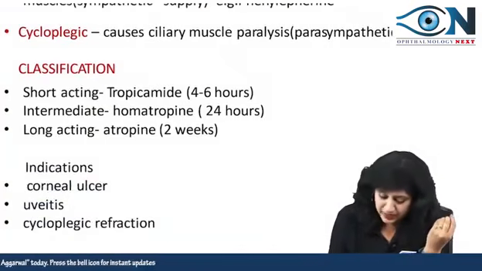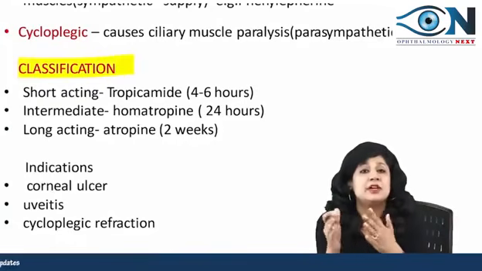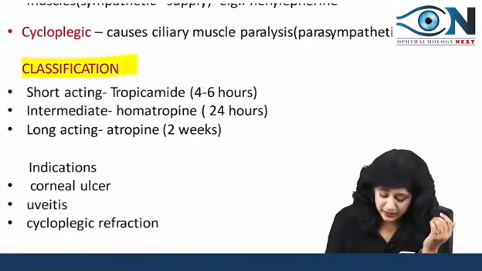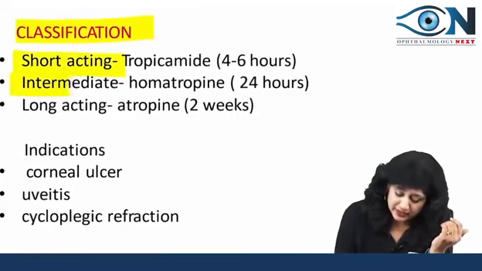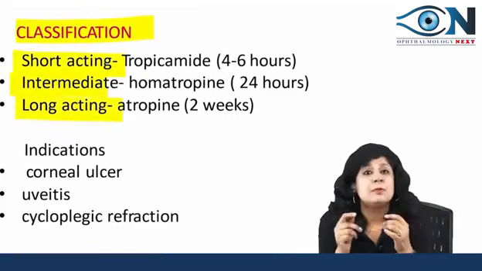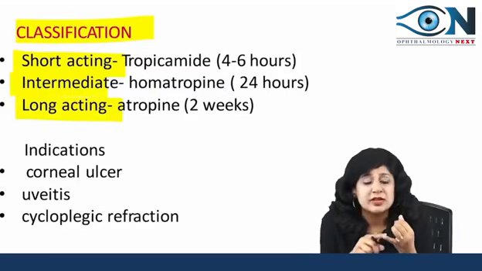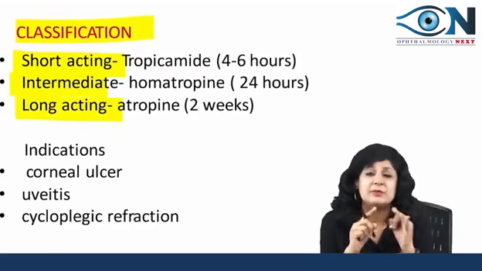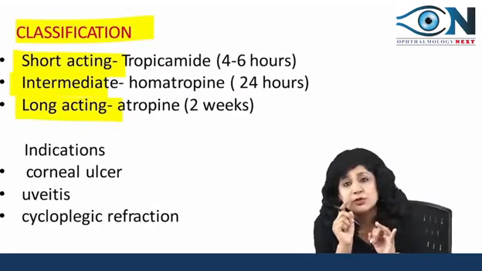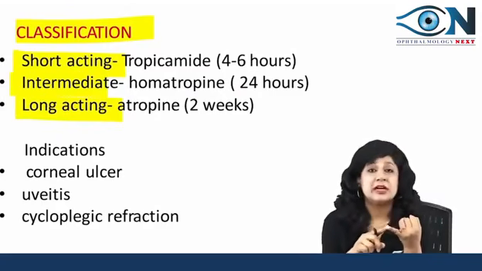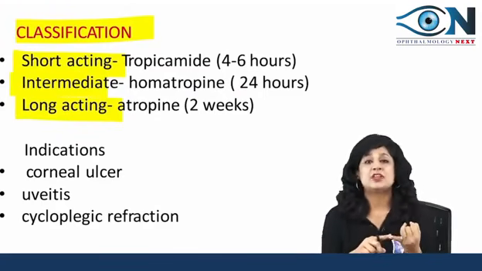And then we have the classification. We have three kinds in terms of classification: short acting, intermediate and long acting. You already know the longest acting is atropine, the duration of action is also longest, while the shortest acting is tropicamide. In the intermediate we have cyclopentolate and homatropine. Then one which is only a mydriatic, not a cycloplegic, is phenylephrine.